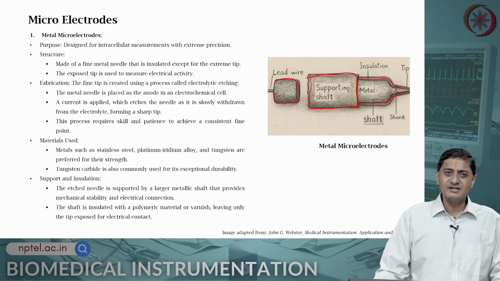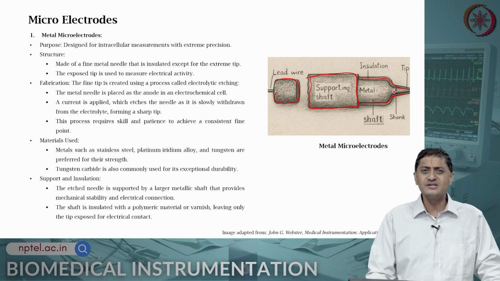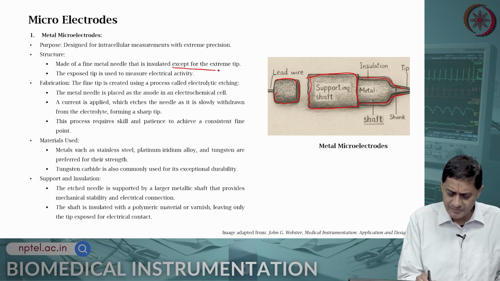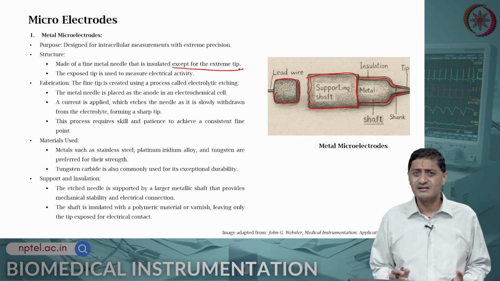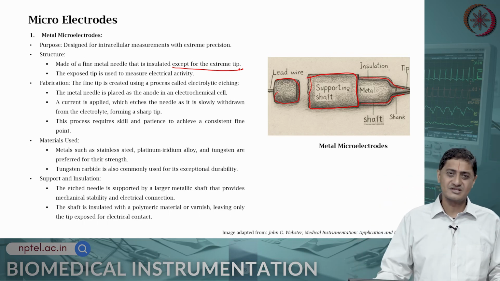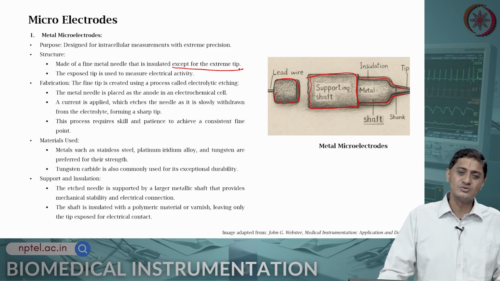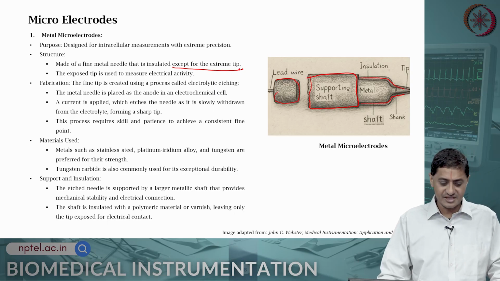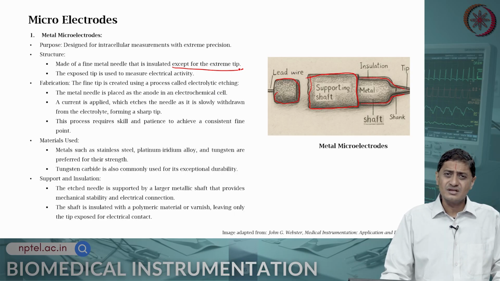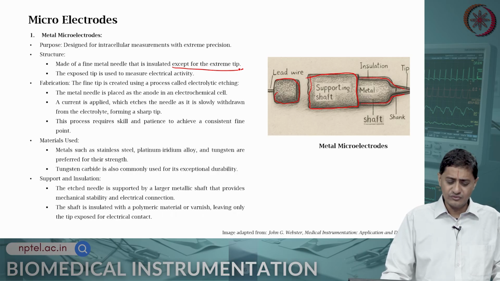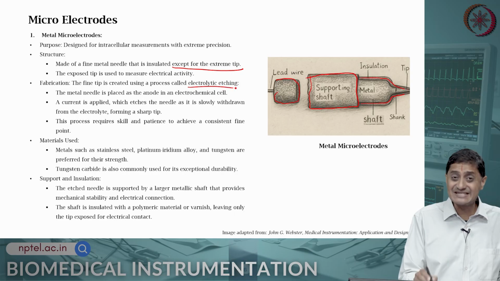Usually made of a relatively small or fine metal needle that is insulated everywhere except for the extreme tip. Fine or ultra fine means, what is the size? 50 nanometer to 10 microns, several tens of nanometers to about several units of microns. That is what you are looking at. The exposed tip is the only part that is measuring the activity. Of course, the insulation will not measure. How do you fabricate this? You fabricate this using a process called electrolytic etching.